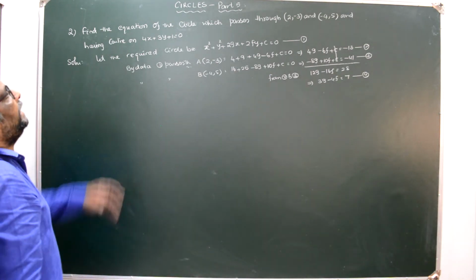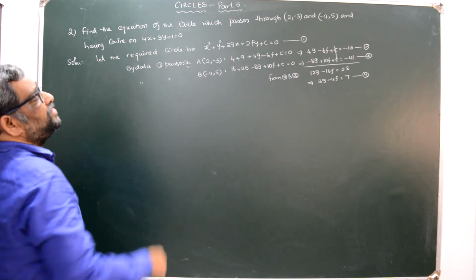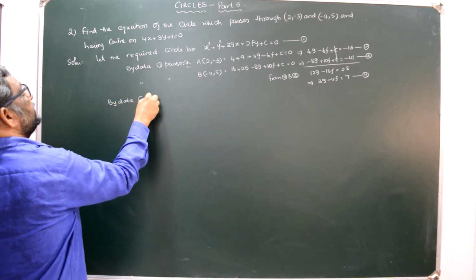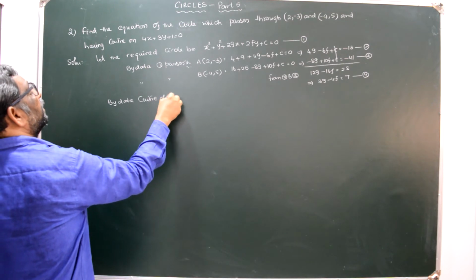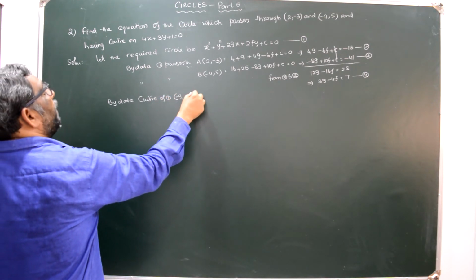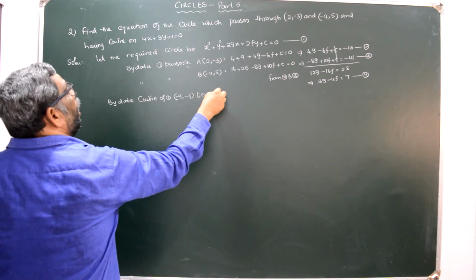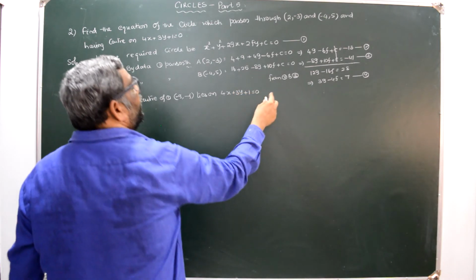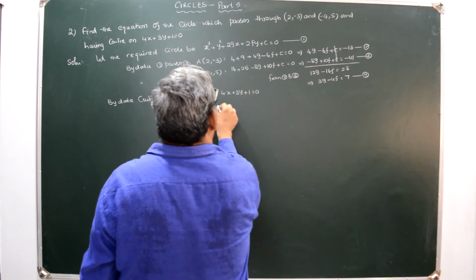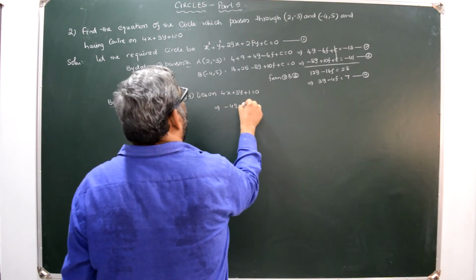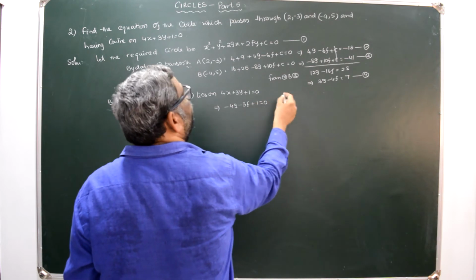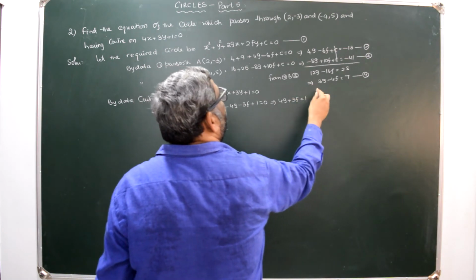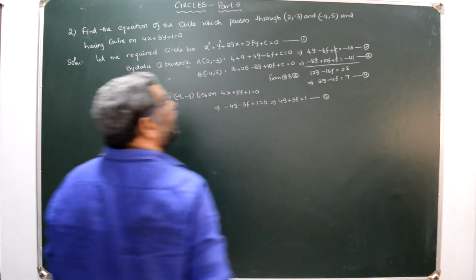It is given that the center lies on this line. The center of the circle is (-g, -f). By data, center of 1, (-g, -f), lies on 4x plus 3y plus 1 equal to 0. It implies minus 4g minus 3f plus 1 equal to 0. It implies 4g plus 3f is equal to 1. You can call this as fifth equation.